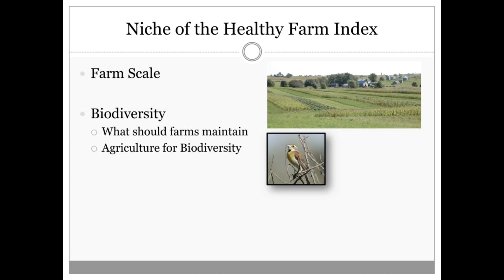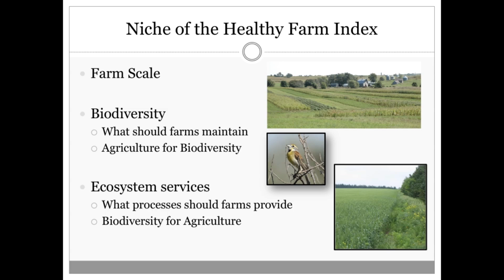The Healthy Farm Index focuses on biodiversity. In particular, this focus on what should farms maintain. So can farmers and farmland contribute to regional biodiversity conservation? We tend to think of this as agriculture for biodiversity. And then the complementary part to this is how can biodiversity benefit agriculture? So this is the concept of ecosystem services, which are the benefits that society receives from nature. So what processes should a farm provide both to the farm itself, but then to the larger ecosystem and other communities?